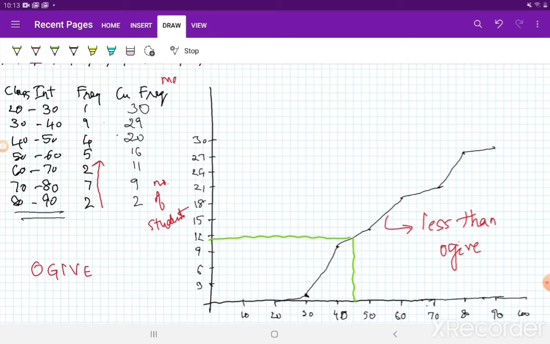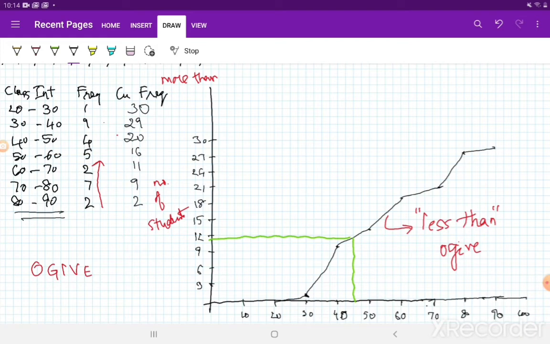So when I take the cumulative frequency in this way, I am talking about the more than curve or more than ogive. If I plot this, what I get is the more than ogive, or the more than curve. For the less than ogive, each point was plotted against the upper class limit. The more than ogive should be plotted against the lower limit of every class.